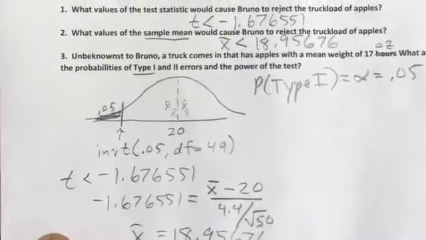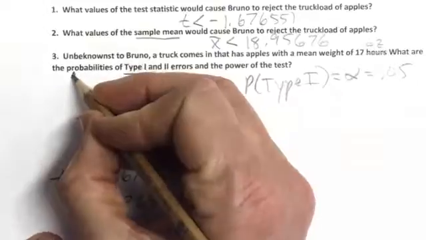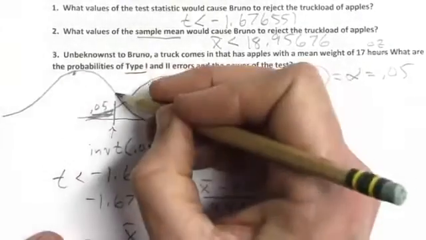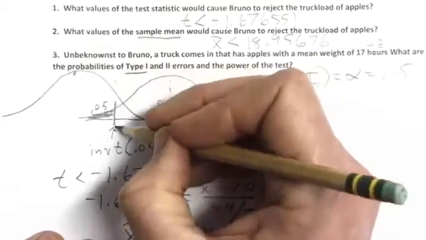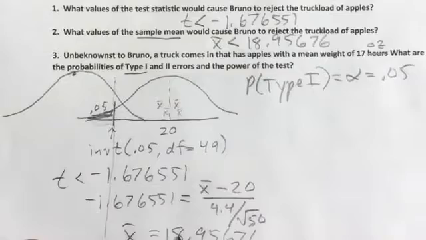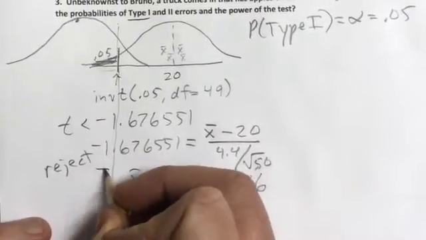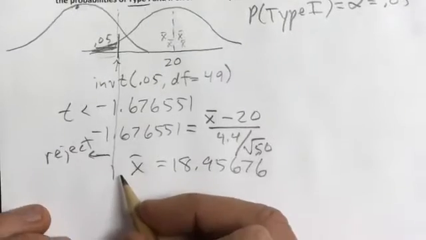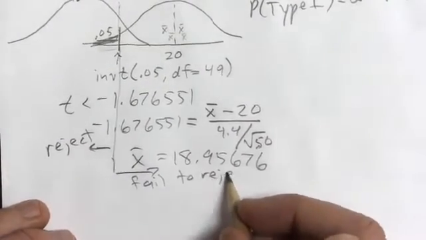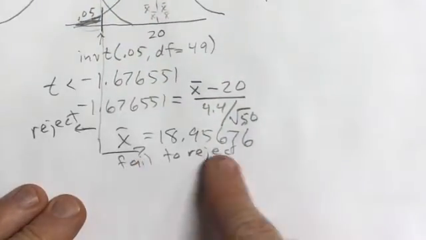So what's happening here is that we have this bad truckload that has a mean of 17, which is somewhere over here. So here's the sampling distribution for 17. The problem is that some of this curve falls in our do not reject region. Everything less than 18.95 is our rejection region, and everything above this is where we fail to reject. Type 2 error is when we fail to reject the bad truckload, so it's everything above this.